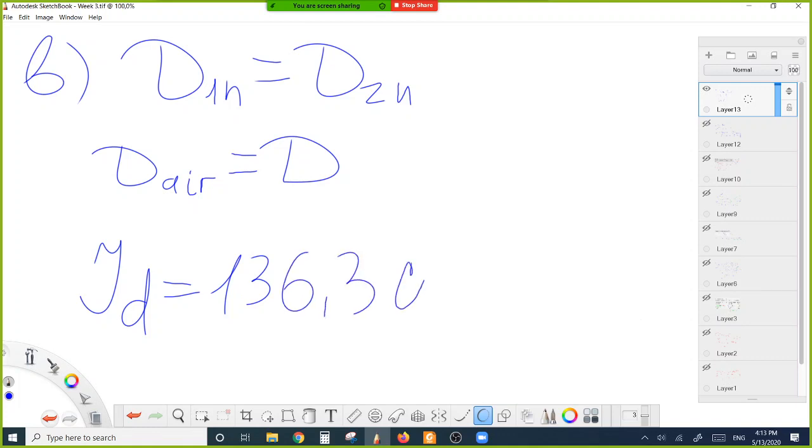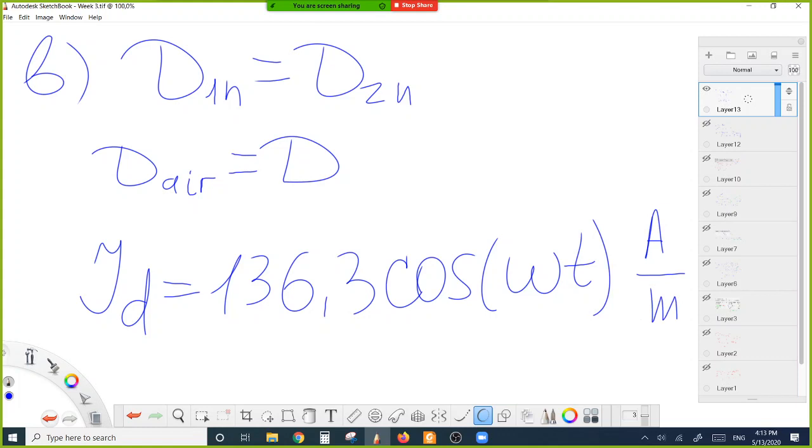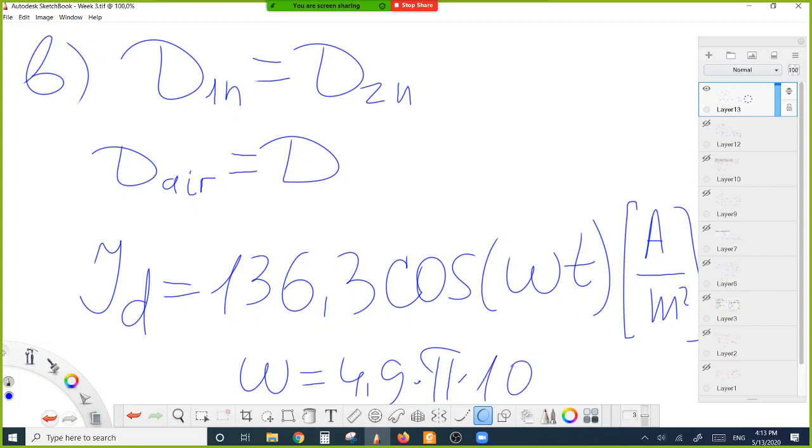JD will also be the same and will be equal to 136.3 cosine omega t ampere per meter squared. And where omega is 4.9 times 10 to the 9.